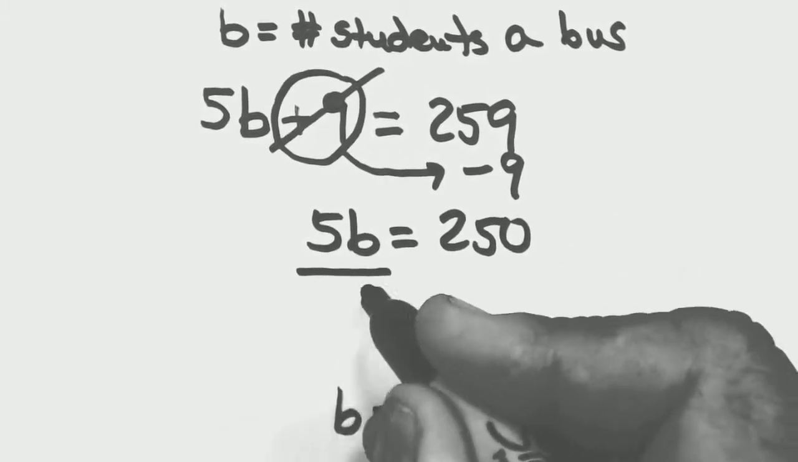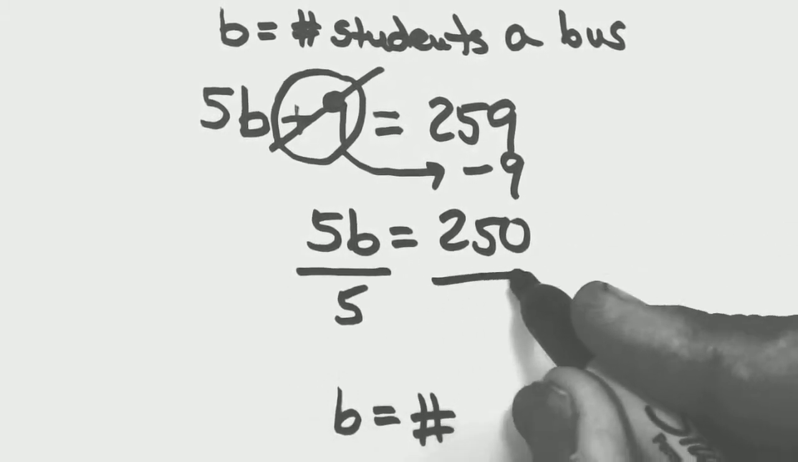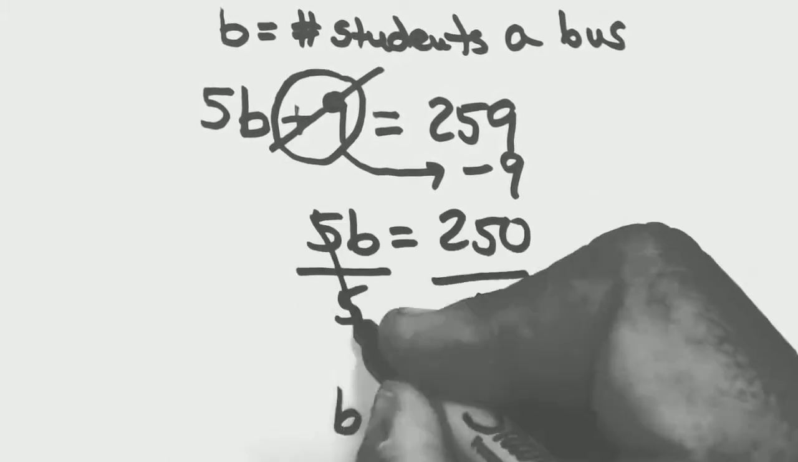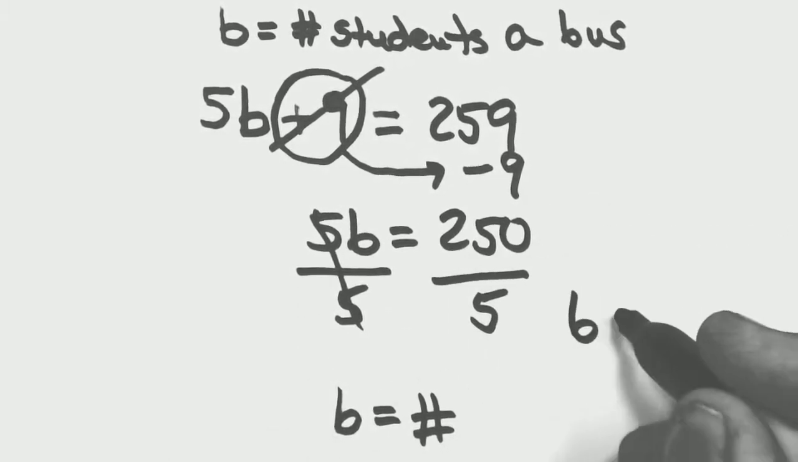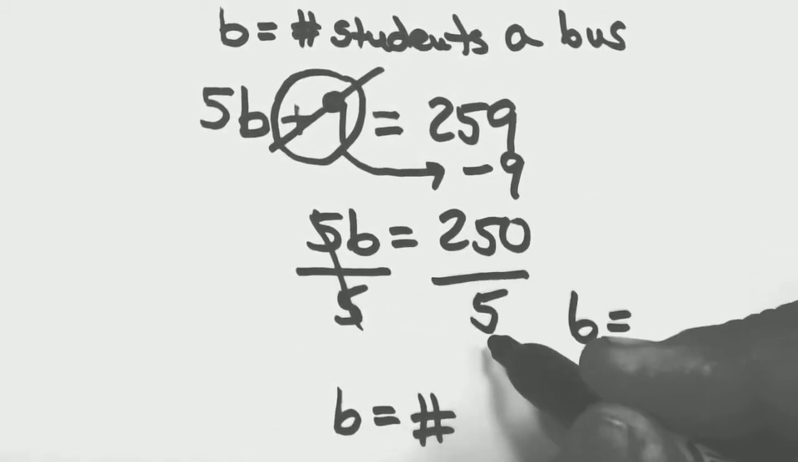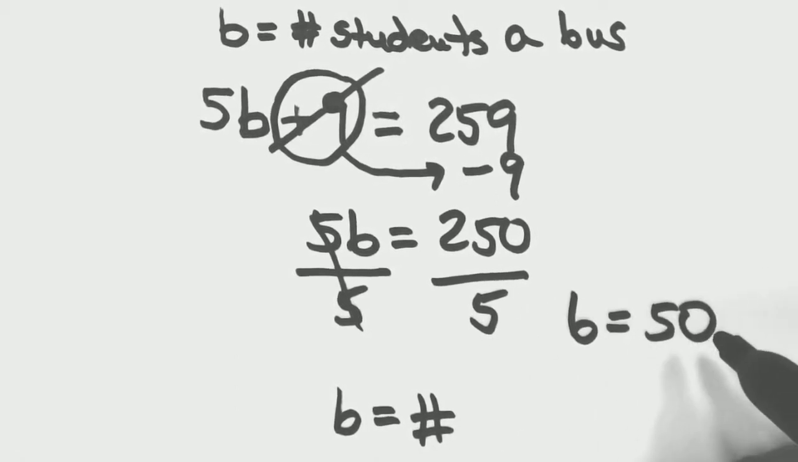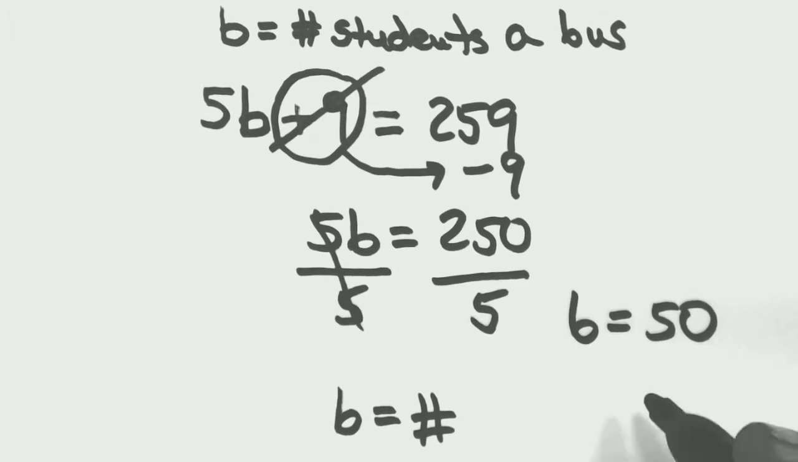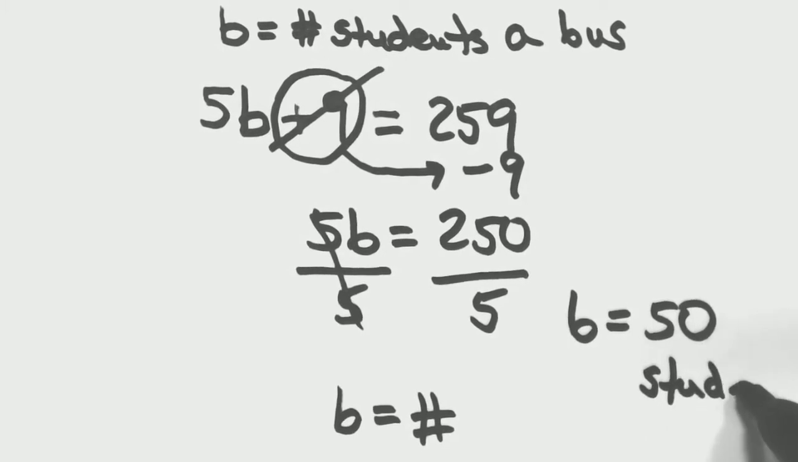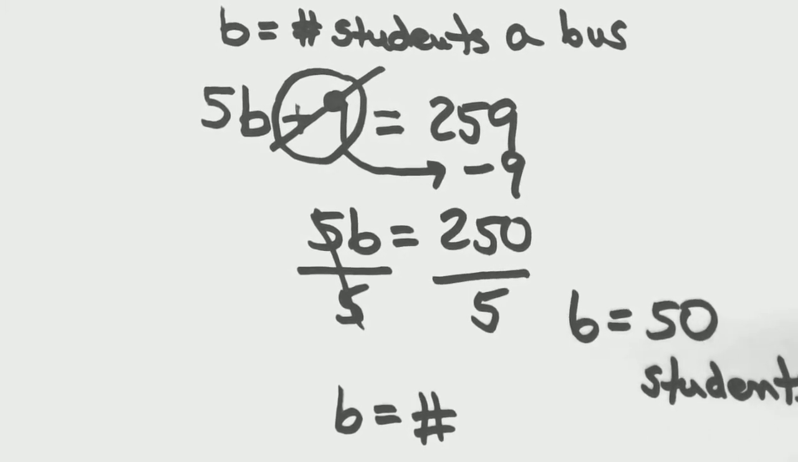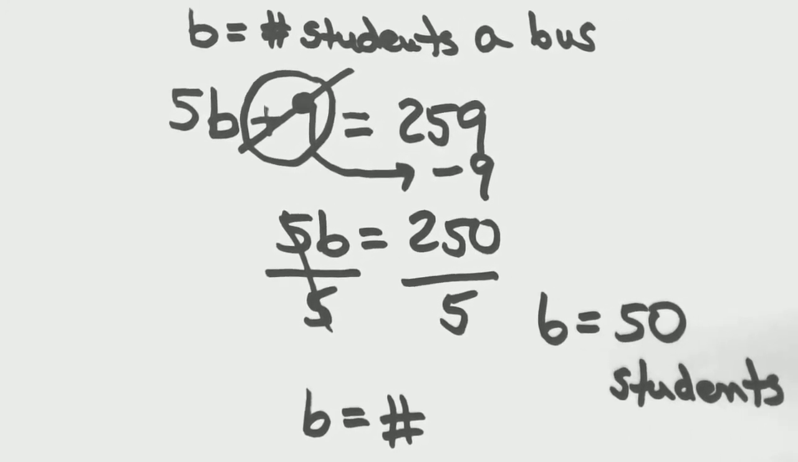And of course now to get what a single B is, we've got to divide both sides by 5. B equals, well, let's see. 250 divided by 5 is just 50. But now this is a word problem and we have units here. 50 what is in the bus? 50 students. So be sure that you label down what the units are.